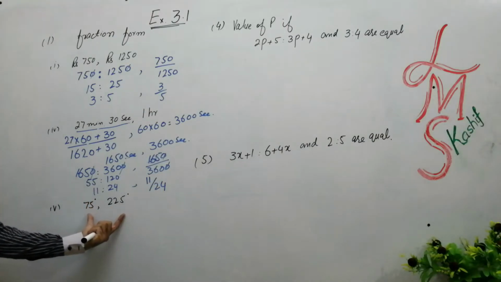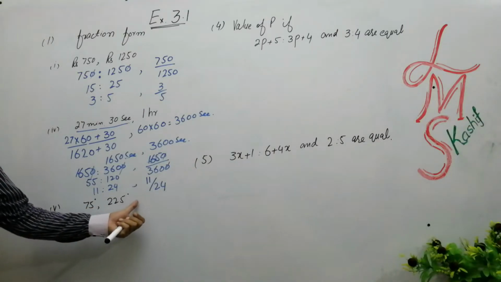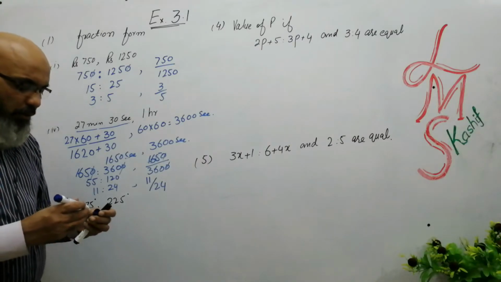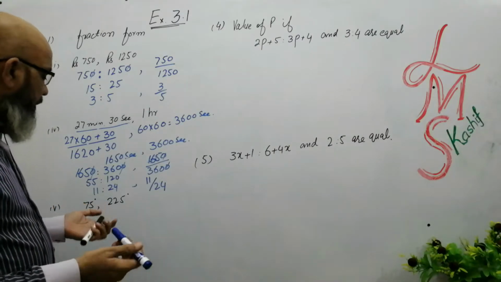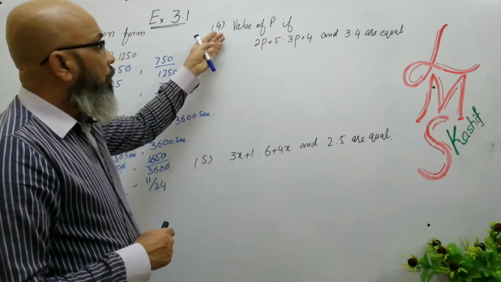Similarly, you can do this question by yourself. 75 ratio 225, and the other form is 75 divided by 225. Then you simplify on the table of 5, 15 or any. So now come to the next question. Next question is question number 4.